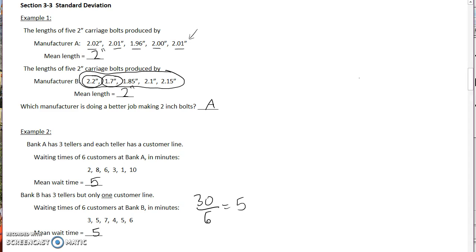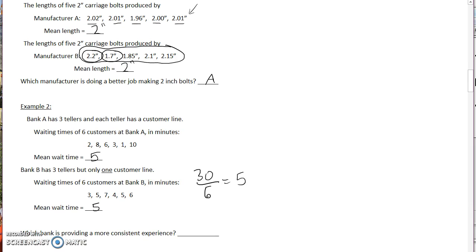I'm going to scroll down just a little bit here. It says, which bank is providing a more consistent experience? Well, take a look. Up here, the range of this data set is 10, right? So you could be waiting 1 minute, or you could be waiting 10 minutes. Whereas down here, these are all much more similar, right? It's 3, 4, 5, 6, 7. It's all pretty close. So which bank is providing a more consistent experience? Bank B.